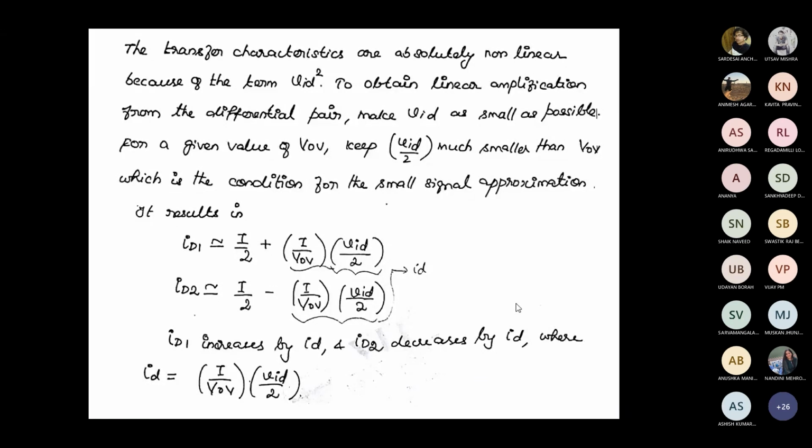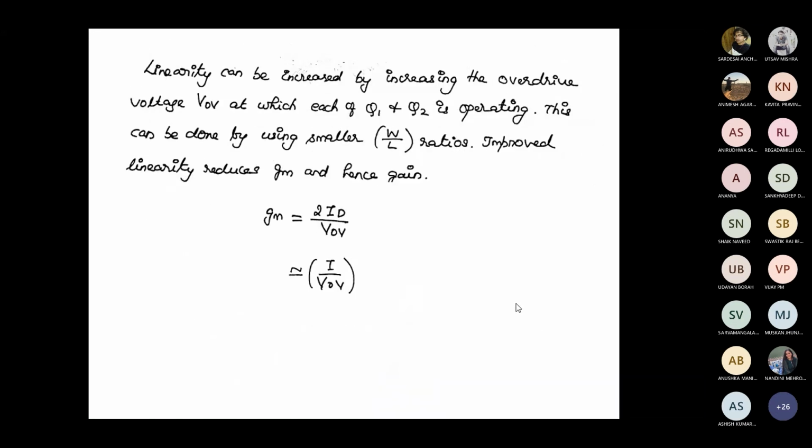So this is one way to improve the linearity of the differential amplifier. There is one more alternative to improve the linearity, which is to increase the overdrive voltage. So either we can reduce VID, or we can increase the overdrive voltage. The overdrive voltage can be increased by manipulation in the hardware, that is, the width to length ratio has to be changed. So the linearity can be increased by increasing the overdrive voltage of Q1 and Q2, which can be done by using smaller W by L ratios.